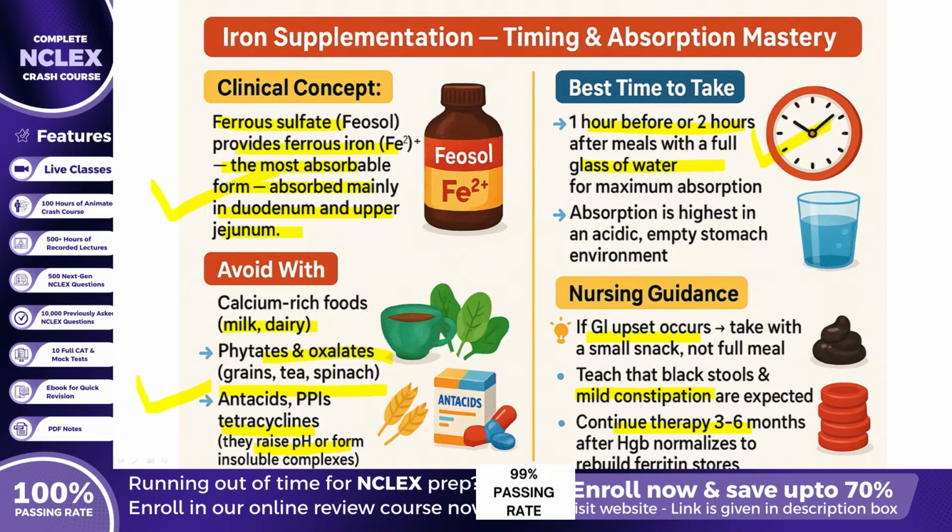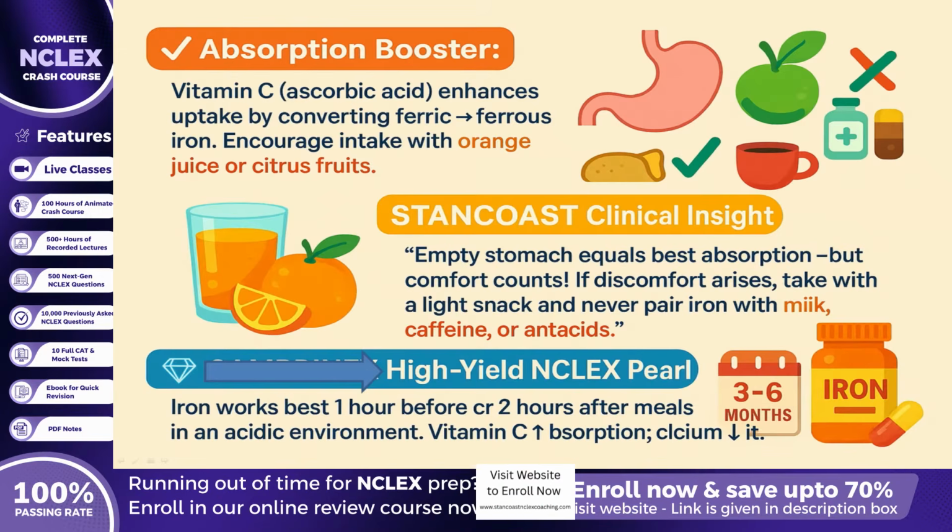To further enhance absorption, clients should be encouraged to take iron with a source of ascorbic acid, such as orange juice, since vitamin C converts ferric to ferrous iron and boosts intestinal uptake. Nurses should also provide anticipatory guidance about common side effects, such as black stools and constipation, and explain that these are expected and harmless. Importantly, clients must continue therapy for several months after hemoglobin normalization to rebuild iron stores and prevent relapse.